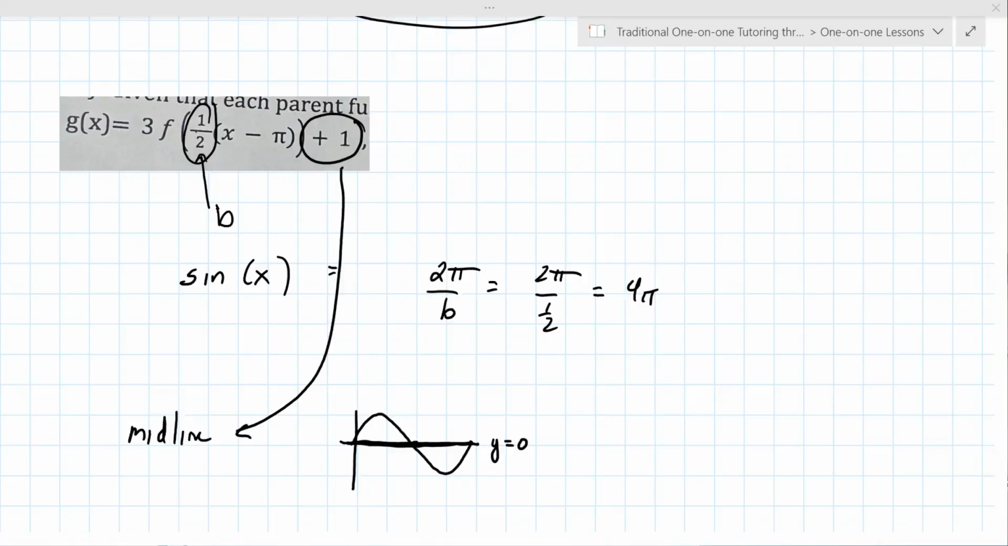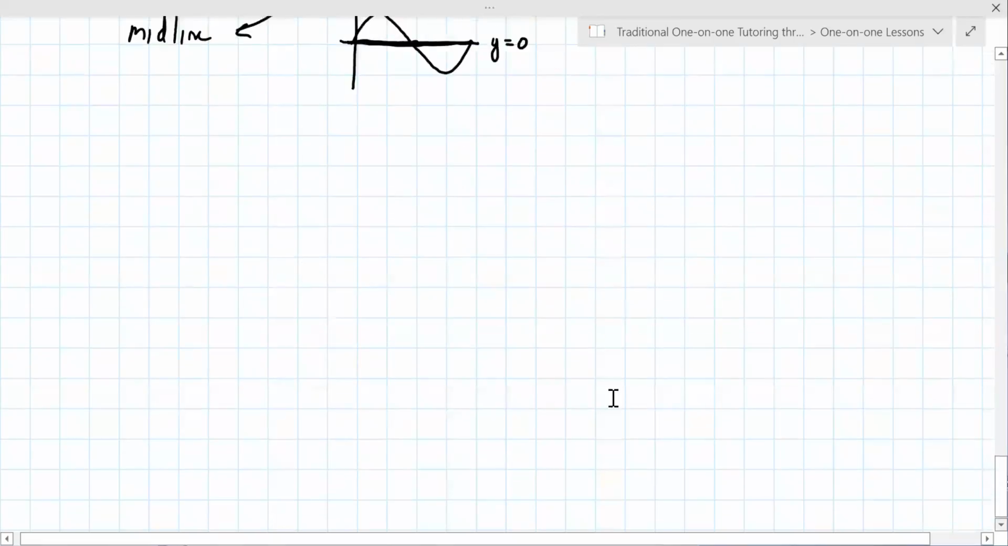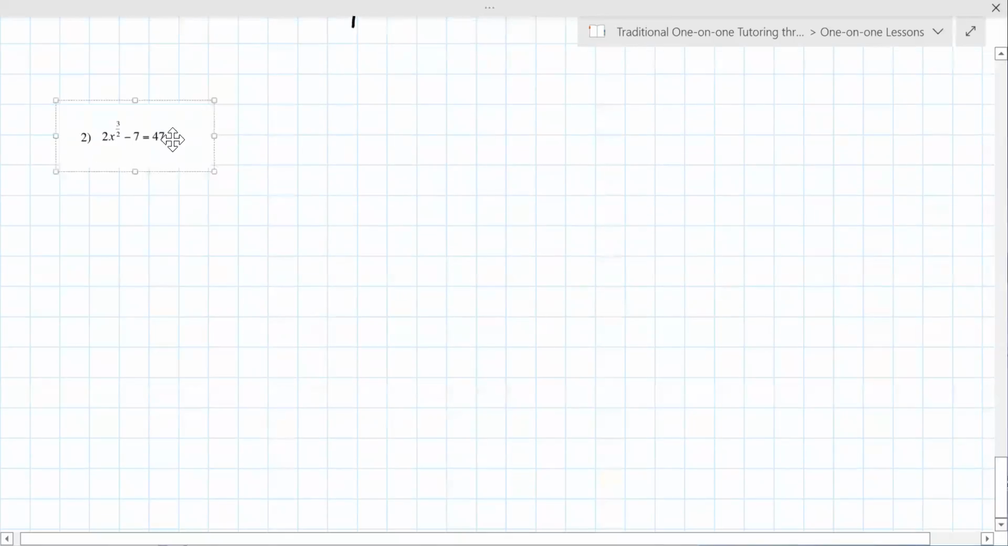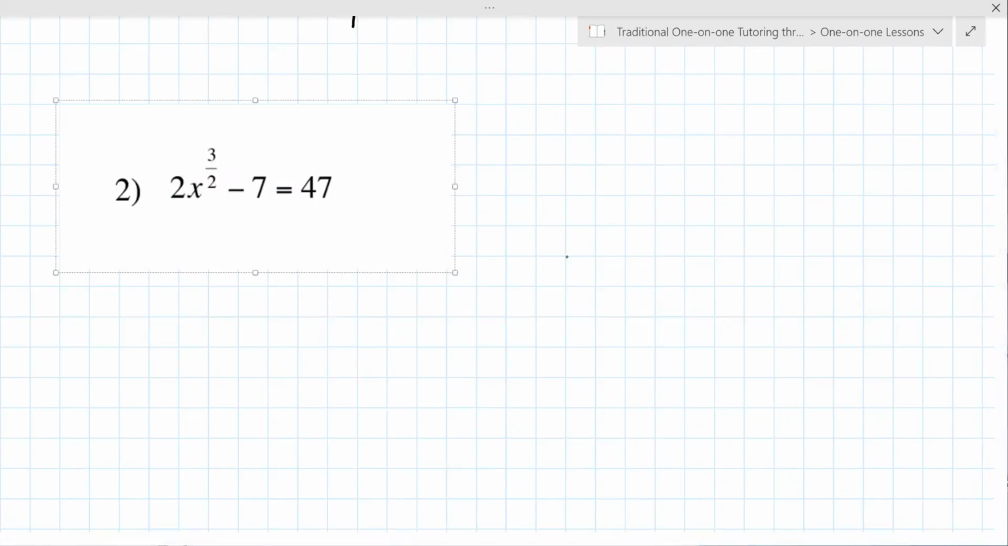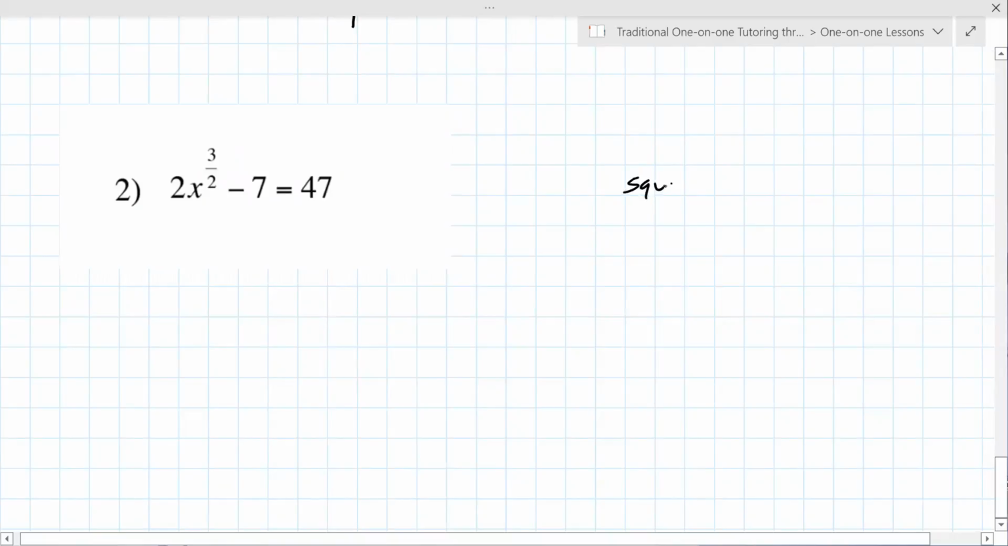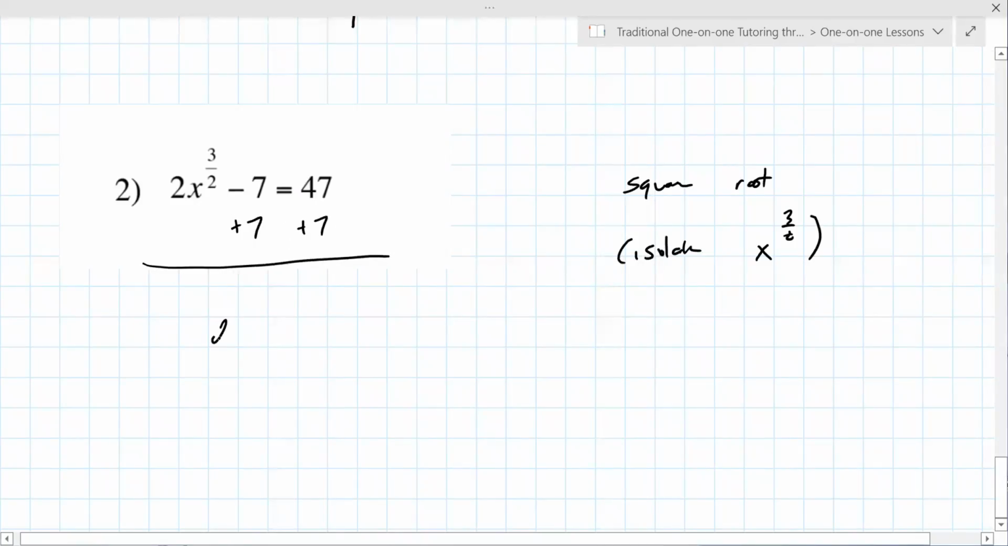So I've got a problem I know we have not looked at yet from the other night. I mentioned there were some fractional exponent problems that we've not done, so I'd like to start there if that's okay. These are kind of like square root problems where you want to isolate the variable, x to the 3/2 or x to whatever the power is. You do that by first adding 7 to both sides, getting 54, and then dividing by 2.